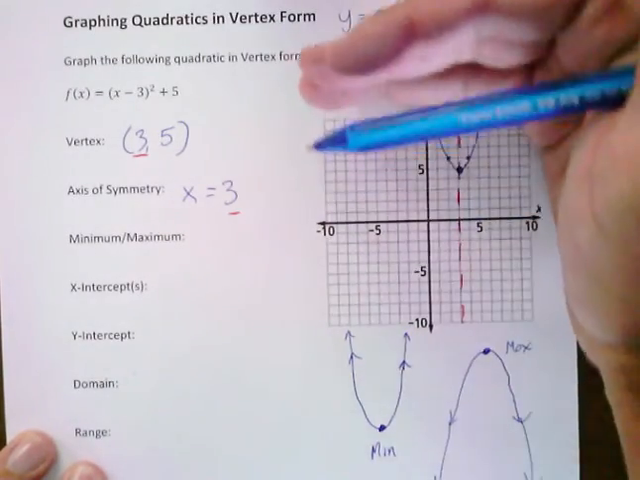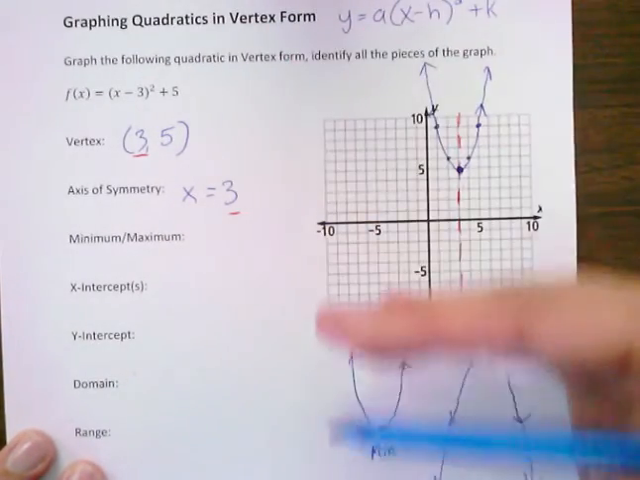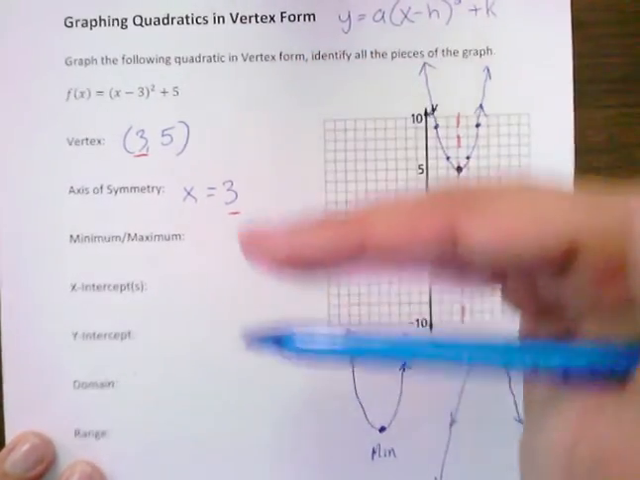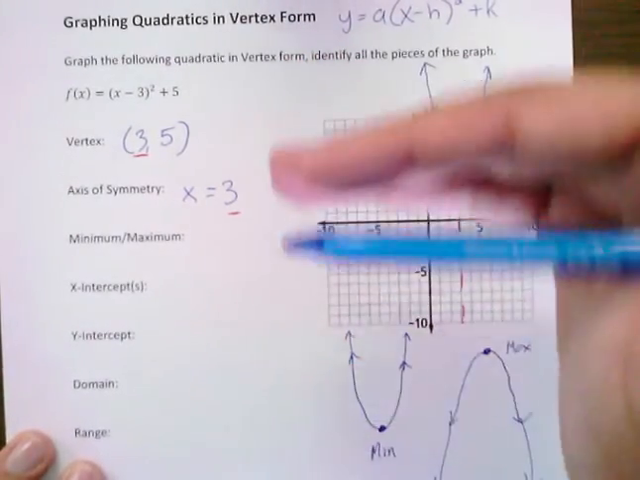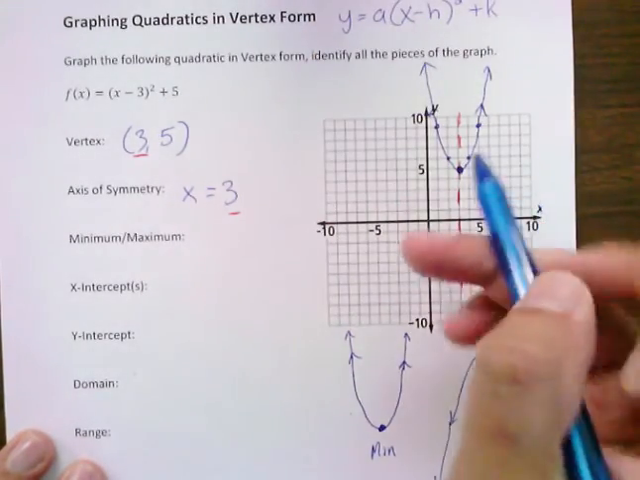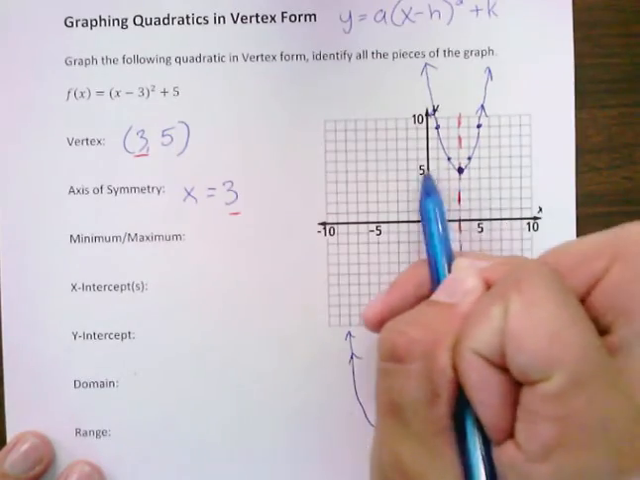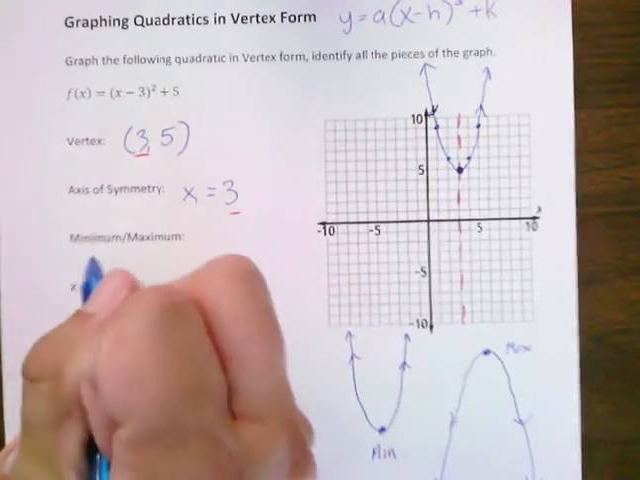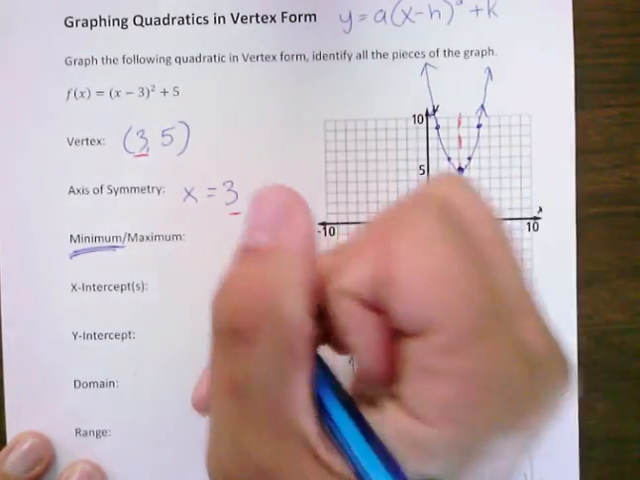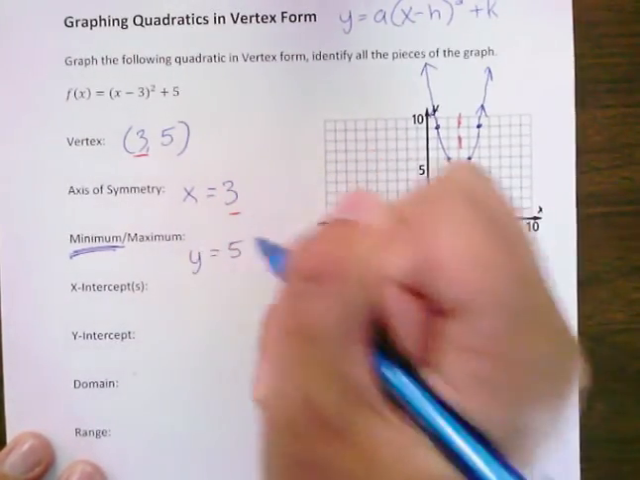Now when we're talking about minimums and maximums, we're talking about a vertical movement here. High points, low points. So we're going to talk about them in reference to y, because y is something that moves us up and down. So I want to know the y value of this minimum point, because it is the lowest we can go. The y value here is 5.